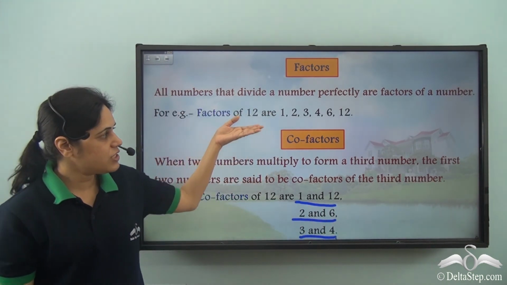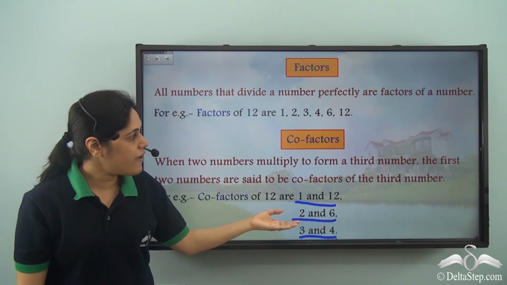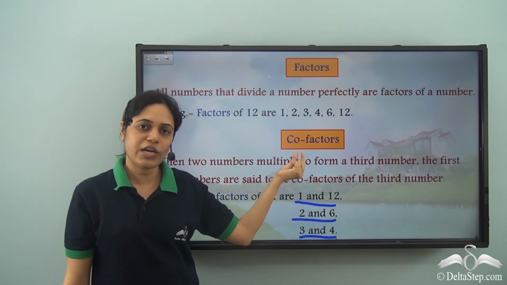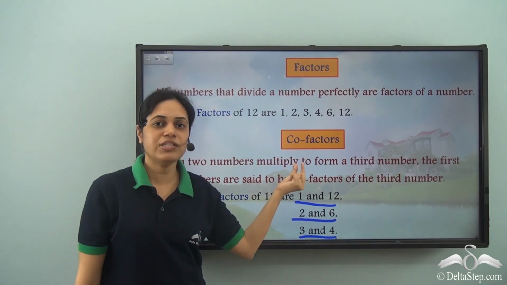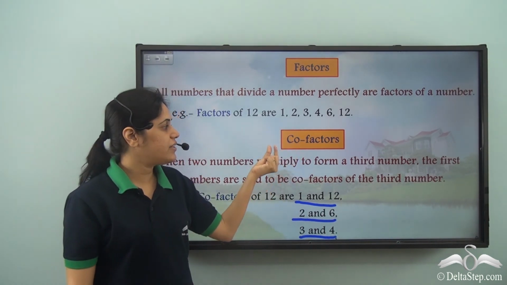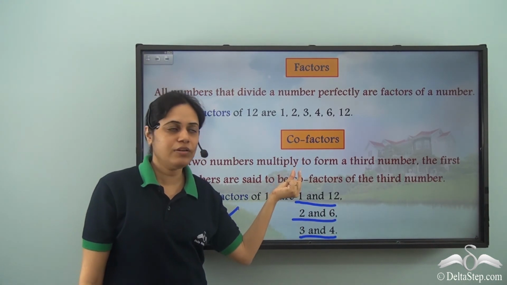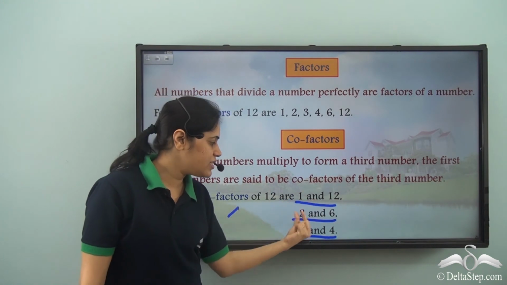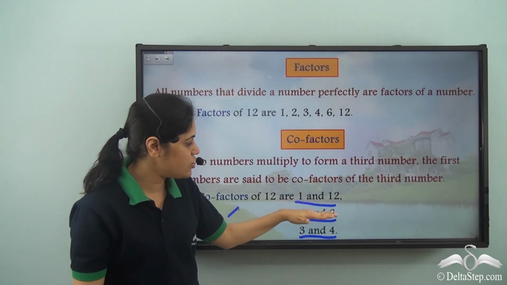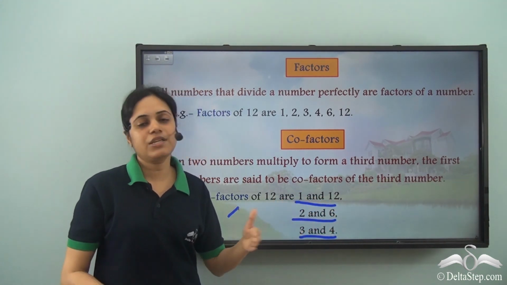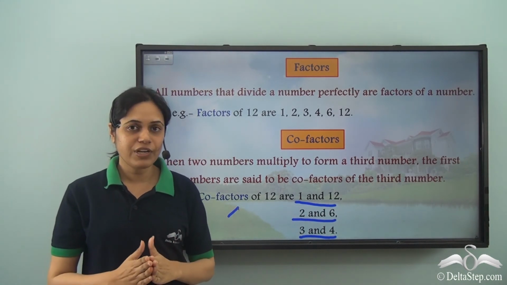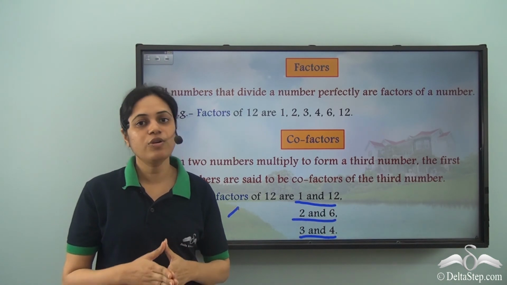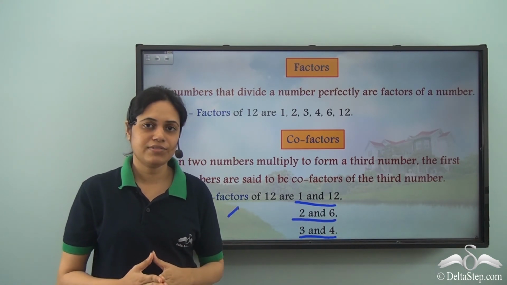So factors means all the factors, and cofactors means factors which combine together. From co, you can say combine. So factors which combine together to give me my number, which is 12 in this case. So these are the cofactors: 1 and 12, 2 and 6, 3 and 4. So take different numbers, find their factors, and then find which are the cofactors.